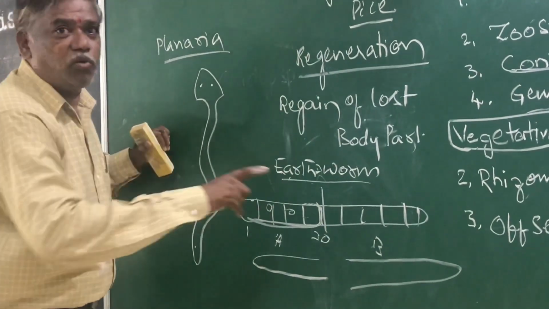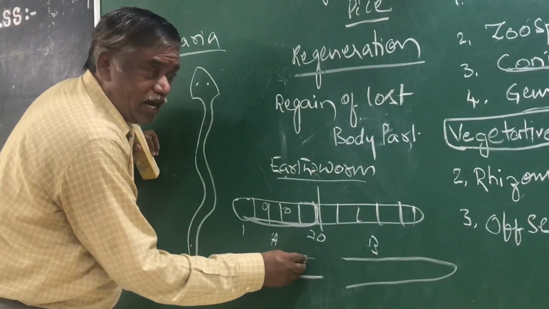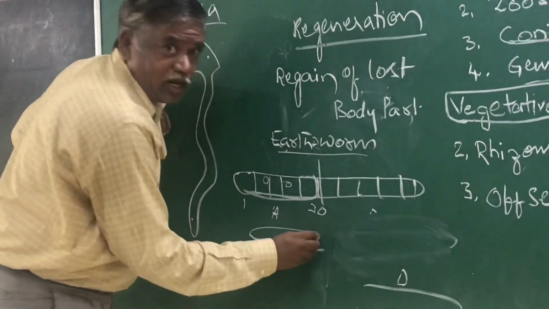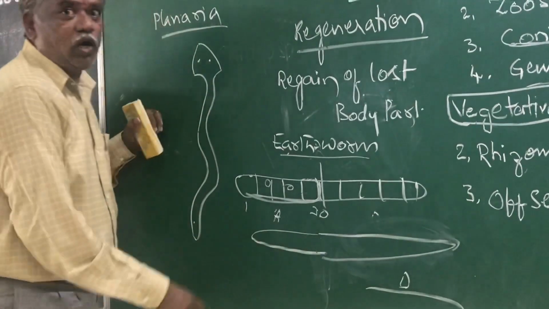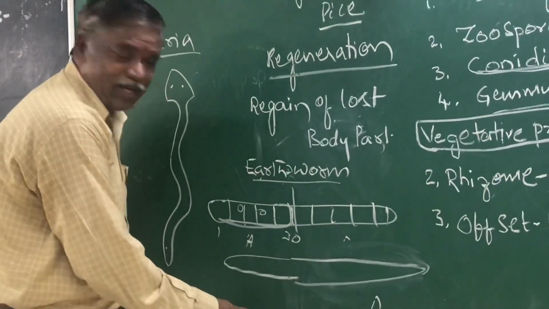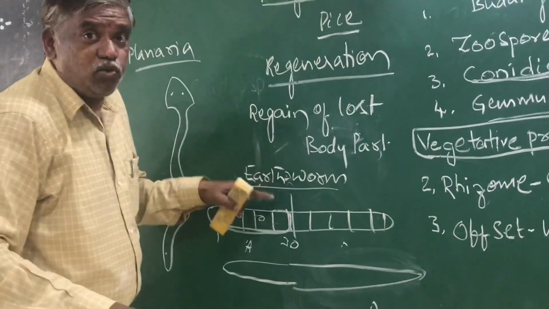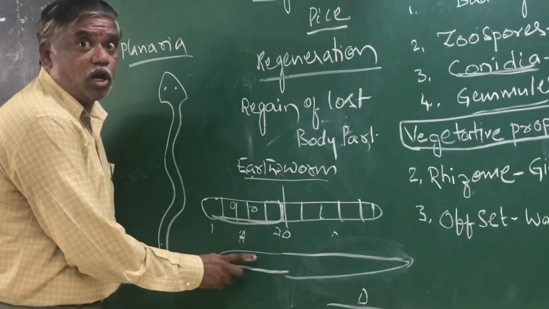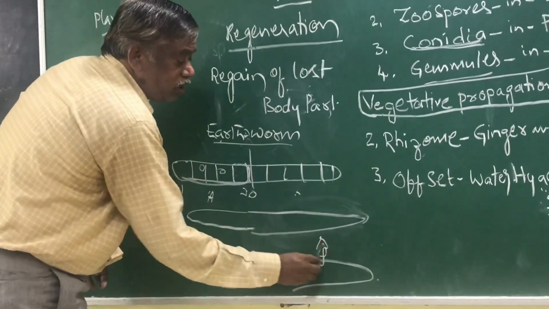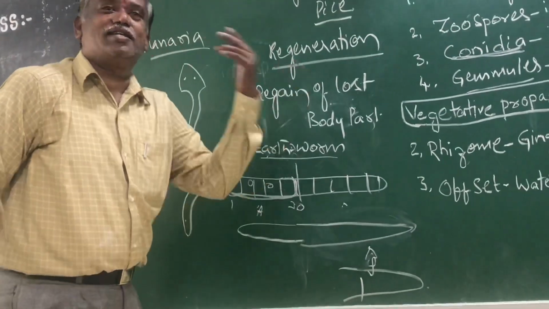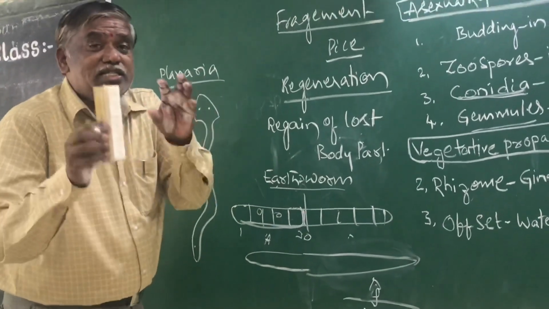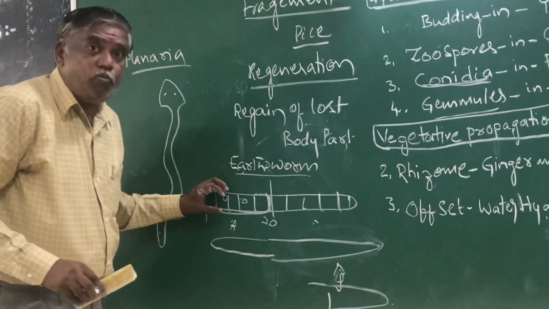If the conditions are favorable, A regains what it lost, that is B. Now it becomes a complete adult. But B cannot regain A. That means here in earthworm, regeneration is under the control of reproductive organs. Due to the absence of the reproductive system, B degenerates. That means in the earthworm body, regeneration is restricted to some area.